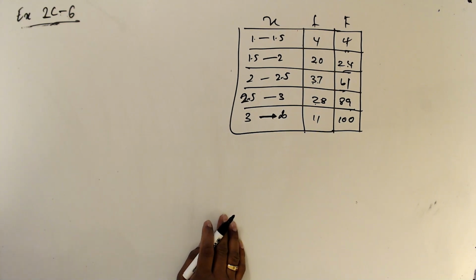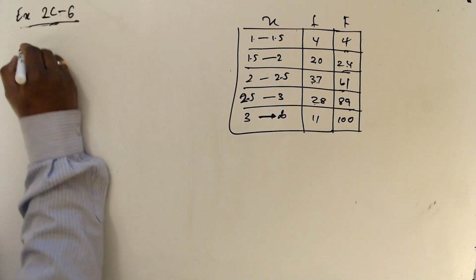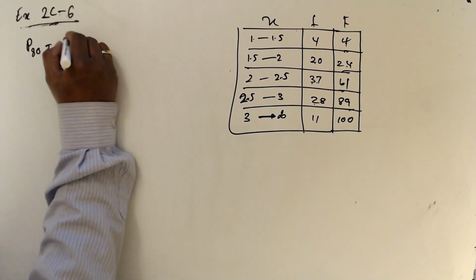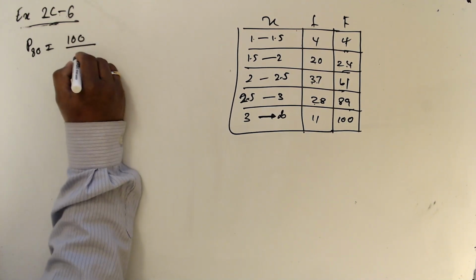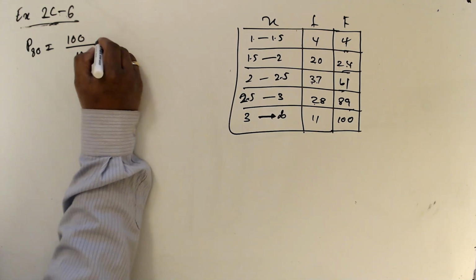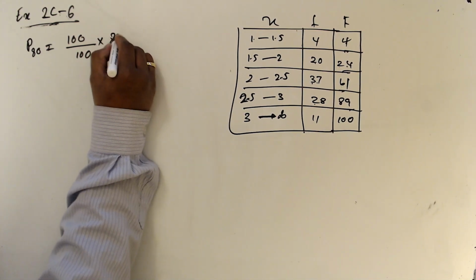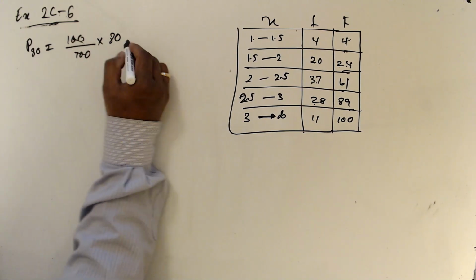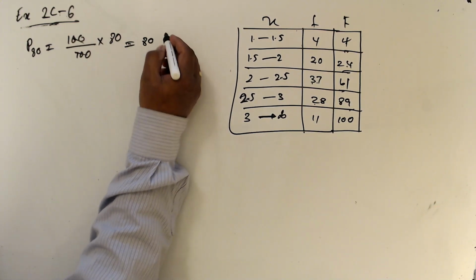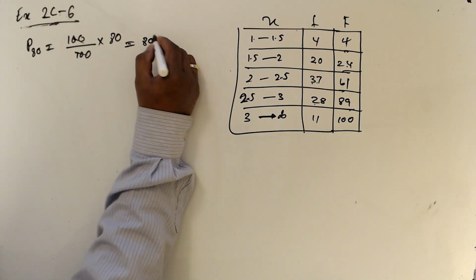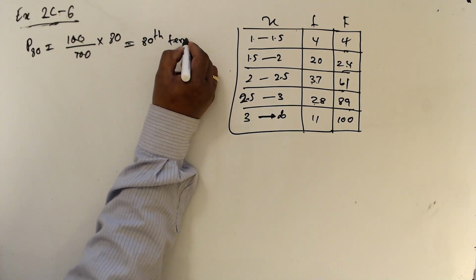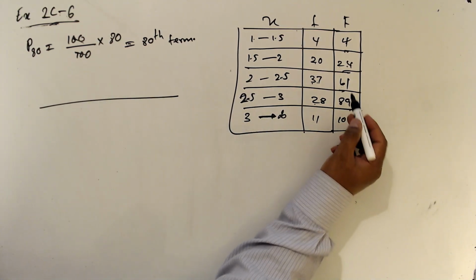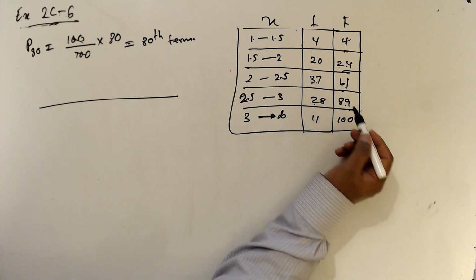Now we want to find the 80th percentile, P80. The total frequency is 100, and we are dividing that 100 into 100 pieces, and we want the 80th one. This cancels out, and the 80th percentile is the 80th term. In which class? It is in the 61 to 89 class.